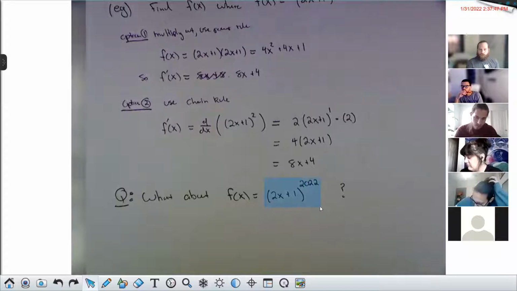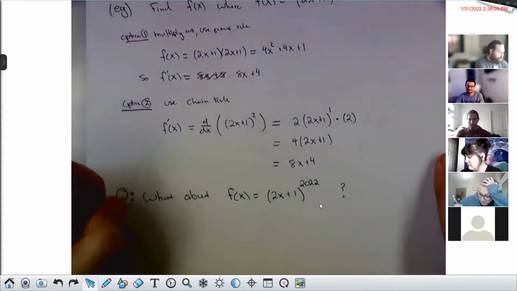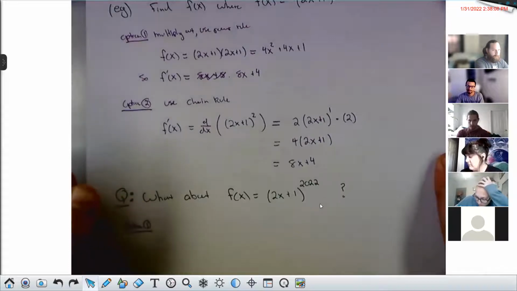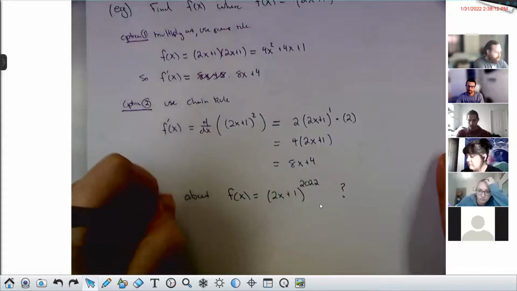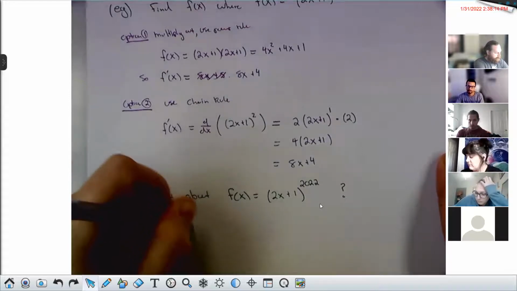I would go ahead and make the claim that nobody in this room, myself included, has ever taken the time to multiply something like this out 2022 times, ever. And probably none of us ever will, and certainly none of us ever should. Option 1 still exists here. But like Jai said in chat, you could multiply this out.